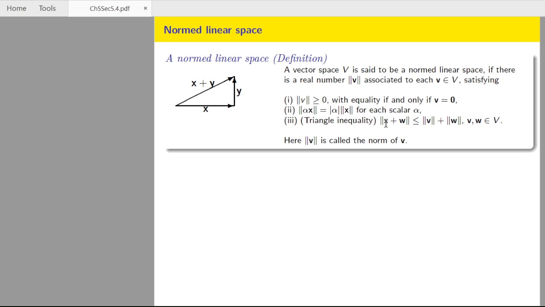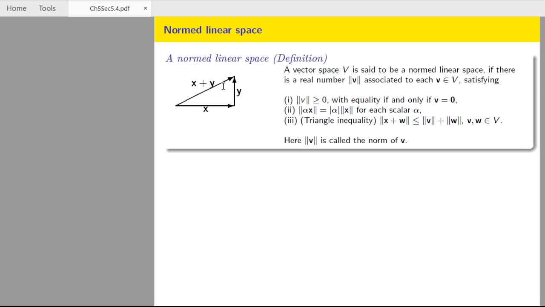That says this: if we consider the norm of x plus w, then this norm should be less than or equal to the norm of v plus the norm of w. If we draw a triangle here, say this vector is vector x, and this vector is vector y. Then we can get the third vector here, x plus y.